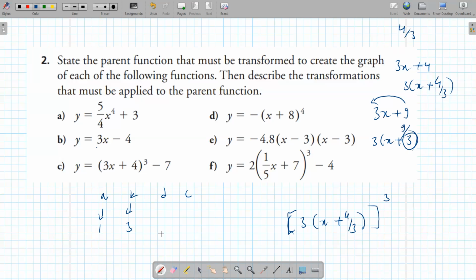D would be negative 4 over 3. D is this guy. D is negative 4 over 3, and C is minus 7. Well, A and K, if they're 1, they don't do anything. You don't even have to mention them. K is 3. What does it do in terms of transformation?